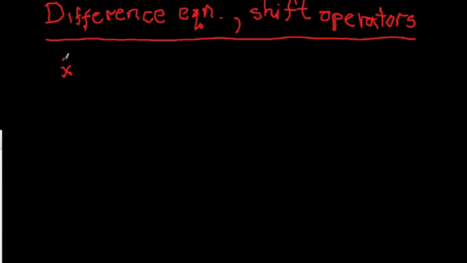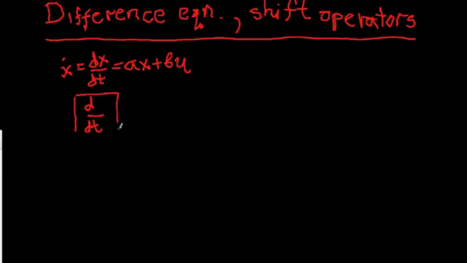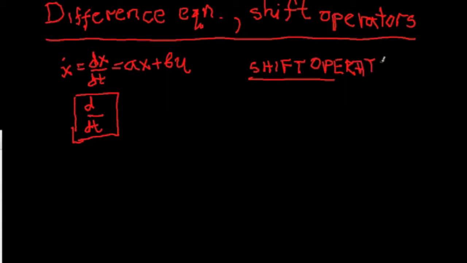Namely, if we consider just x dot, which is dx by dt, equal ax plus bu, we see that the time differentiation is the operator that operates on the state x, and with the terms on the right side, it completely determines the dynamical evolution or dynamical features of the system. In the same way, we have for the difference shift operators, and in particular we are going to look in two type of shift operators. One is a forward shift and second is a backward shift.